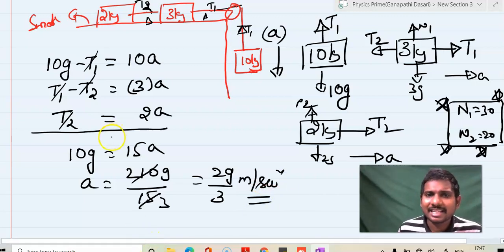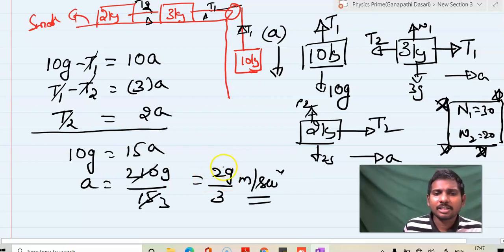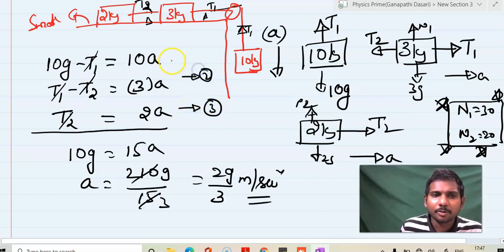If the question asks for tension also, we can substitute this 2g by 3 acceleration in the third equation, and we'll get T2. If we substitute T2 and acceleration in the second equation, we'll get T1. And we can find out T1 and T2 here.